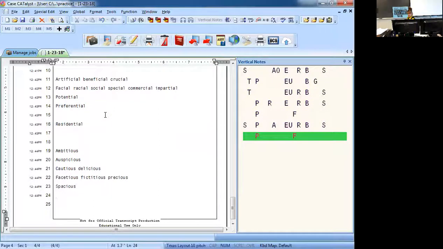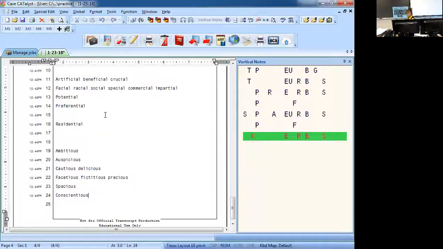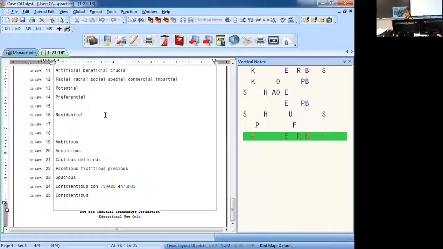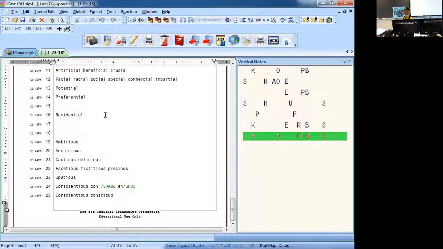Spacious, 1. And then I want to give you the briefs. Conscientious is K-E-R-B-S. Make sure you know that. You don't want to be stroking out conscientious. I don't even know if that's how you stroke it. So it's just K-E-R-B-S. Conscious, knocked out, is K-O-R-B-S. Make sure you know those 2 very, very important briefs.